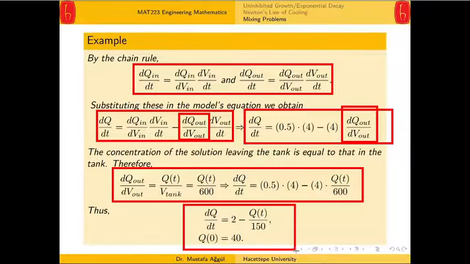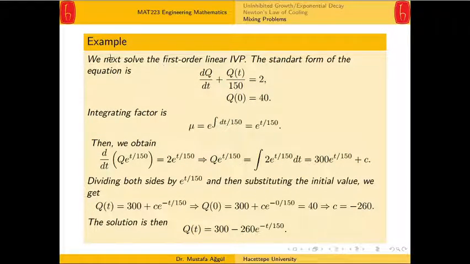And then if we use the initial data, like the initial amount of salt in the tank is 40 kilograms, this will be an initial value problem. Okay, so we need to solve this initial value problem. If you move this Q(t) to the left hand side, we see this is a linear equation, so we basically solve a first order linear initial value problem. This is linear because we have the time derivative of Q, and also 1 over 150 times Q(t), some function of time times Q(t), the unknown, and basically 2 on the right hand side. Okay, so this is linear.